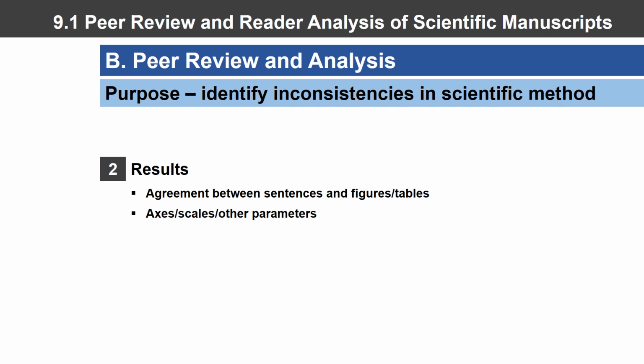Am I looking at, let's say, growth of bacteria treated and untreated by a compound in a test tube over a course of 12 hours? What am I actually looking at? Let me understand the results, and let me make sure that these axes, scales, or other parameters are consistent with how other biological studies in my particular field are done.